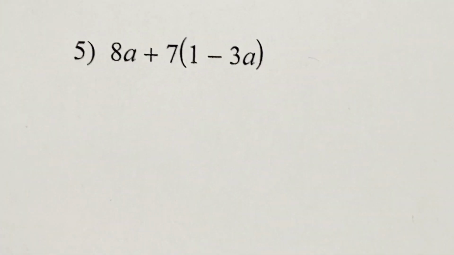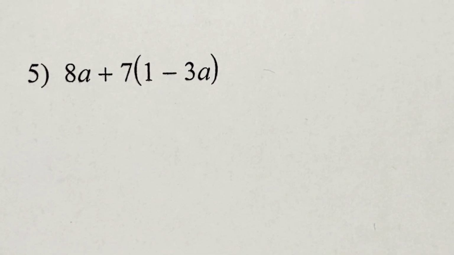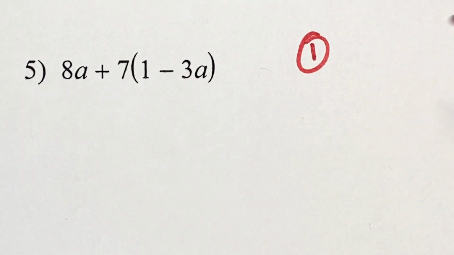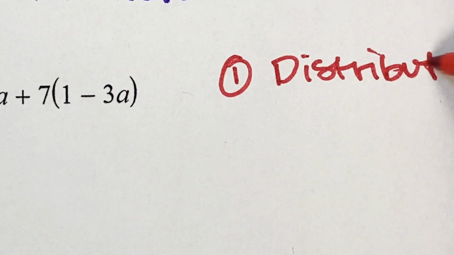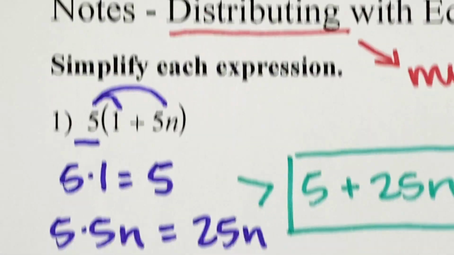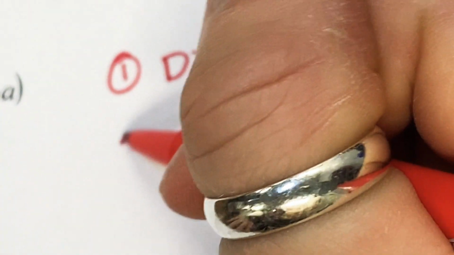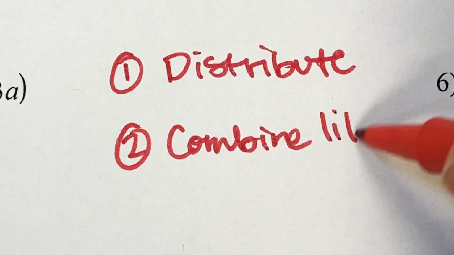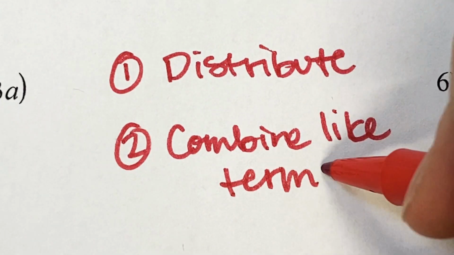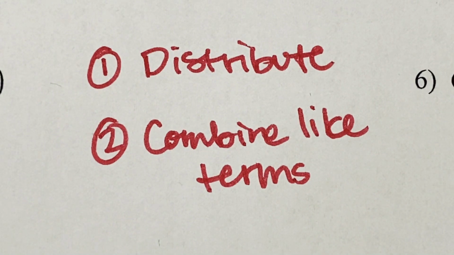Okay, let's go to number 8. Or not 8, 5. In number 5, this is where we need to write down our 2 steps. Our first step is to distribute. For 1 through 4, all we had to do was distribute and we were done. But 5 and so on, we need to distribute first, and then we need to combine like terms. We must distribute before we combine like terms.